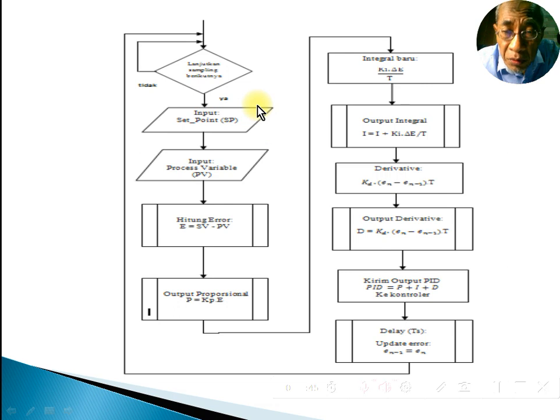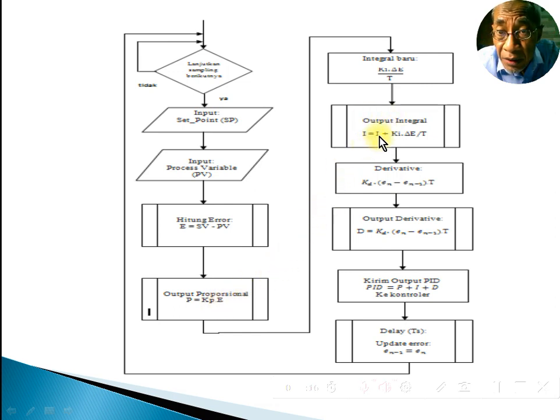This is a flow chart to produce the PID control. The first: error control equals SP minus present value, to produce the proportional output. P equals parameter Kp times error, to produce the integral output.